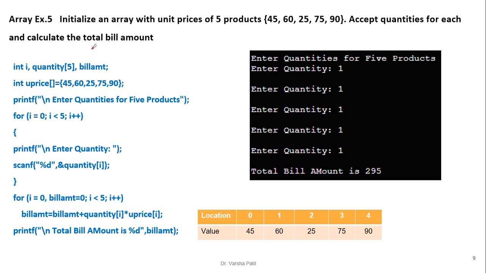Now the next program is similar. Initialize an array with the unit prices of 5 products. So these are the unit prices, then accept the quantities for each and calculate the total bill amount. So these are the unit prices we have stored in a one-dimensional array. So 5 elements are there.